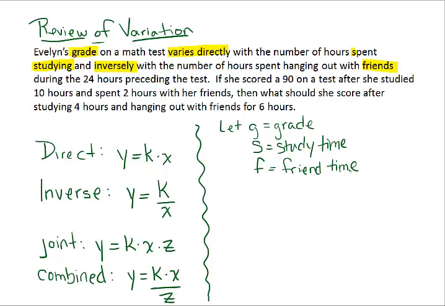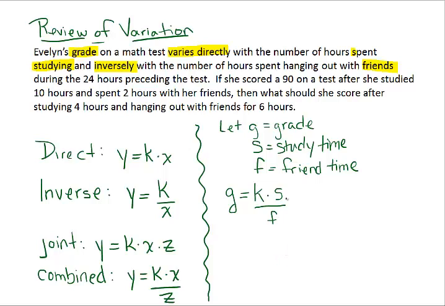Based on this, we see that our grade first varies directly. Whenever we get to varies, we're going to let that be our equal sign. So G equals, it varies directly, so that means I'm going to put my constant times what it varies directly with, studying, so times S. And then inversely, we know that we're going to put whatever it varies inversely with in our denominator, so inversely with the amount of time we spend with friends.